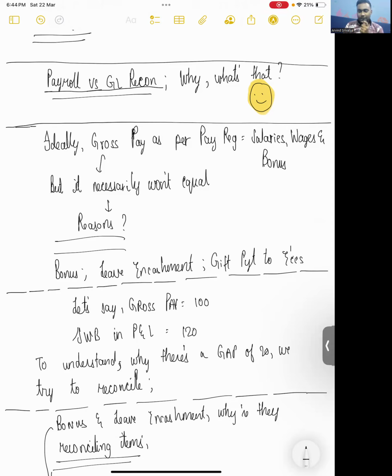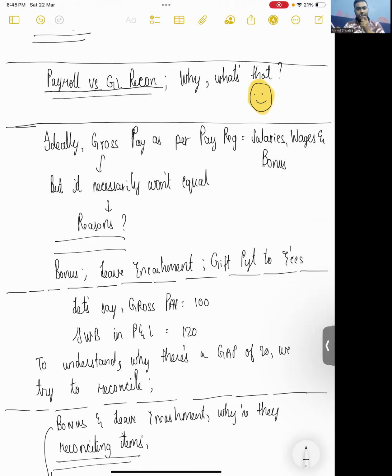And a similar concept is applicable for leave encashment. For leave also, you will accrue your leaves. You will accrue a P&L charge for leave. And there will also be a payout in relation to leave. So in your pay register, the actual amount that is paid will be coming. But in your GL, your accrual will be coming because that is the expense hit that you're taking. So that is another difference.